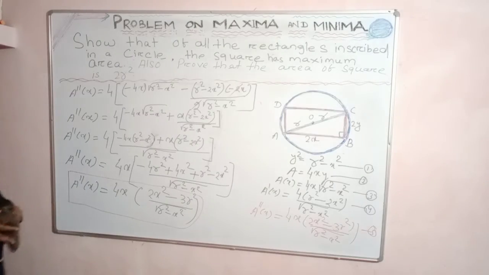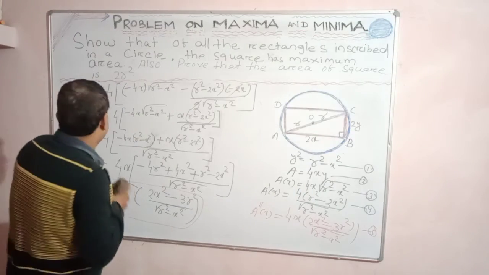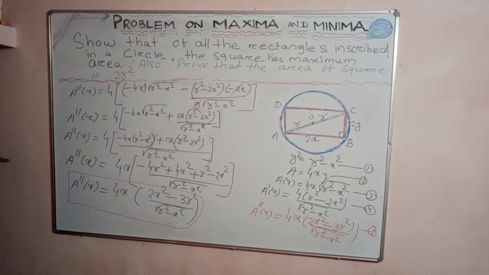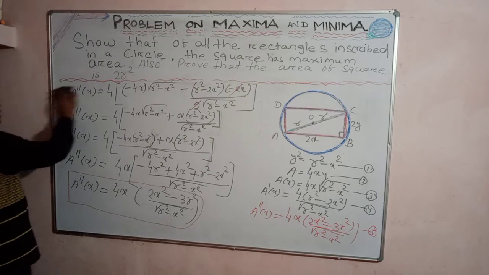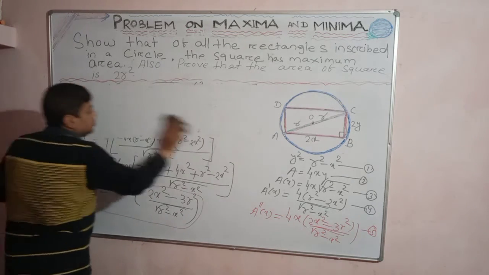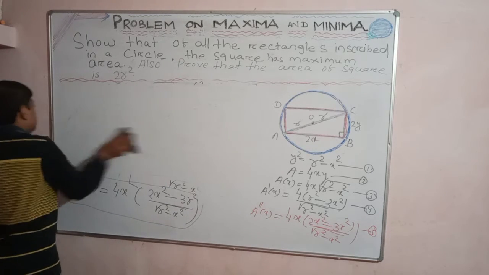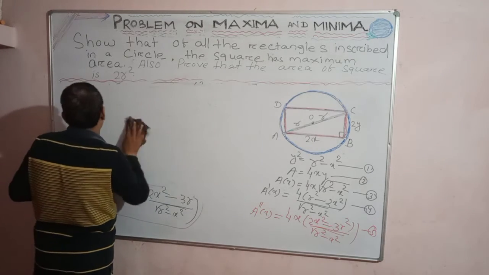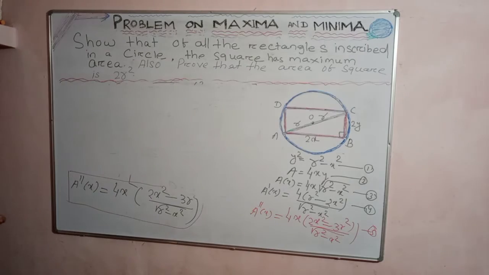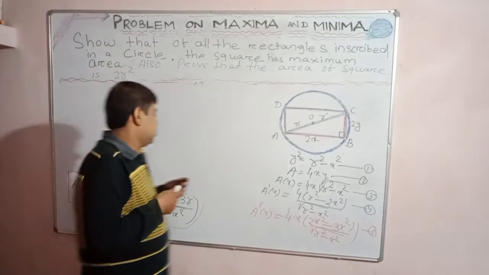After the second order derivative, you have to find the critical points for the maxima and minima using the first order derivative, by equating the first order derivative to zero. Now let's proceed. For the maxima and minima of the function, we have to know the first order derivative of the function. We have to equate a dash x to 0 for the maxima and minima.